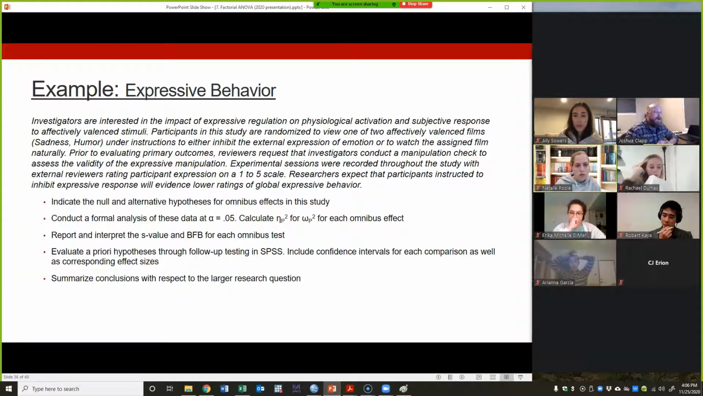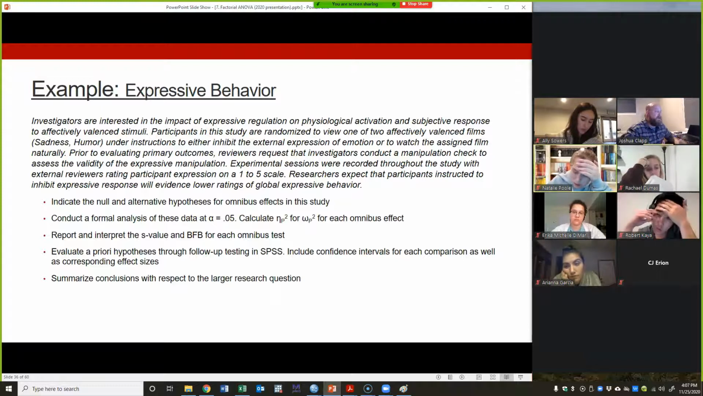And so what we're expecting is that if my manipulation worked correctly, participants who I instructed to inhibit expression are going to evidence lower ratings of global expression than people who were allowed to express freely, okay? So for this study, I've got 2 factors. I've got film condition, right? Whether or not people watch a happy film or sad film. I've got 2 instruction conditions, right? Either watch naturally or inhibit your expression. And then my outcome is expressive behavior that I've gone through and measured, okay?